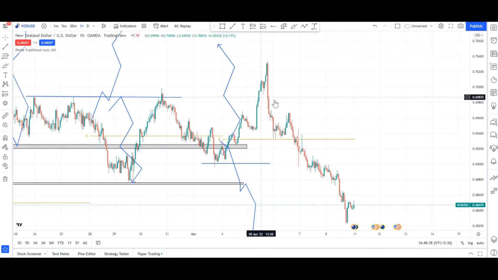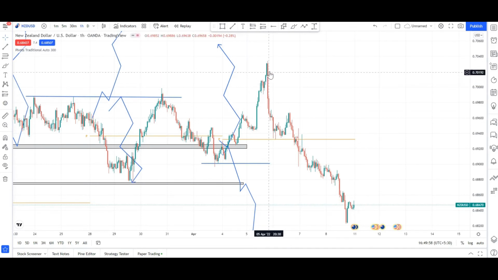At the second target I booked 70%, but I waited because I know that this is a bullish candle, so it may go up to here. So that's why I trailed my SL somewhere here only. Okay guys, I have not booked my 70% at second; I have trailed my SL somewhere here.